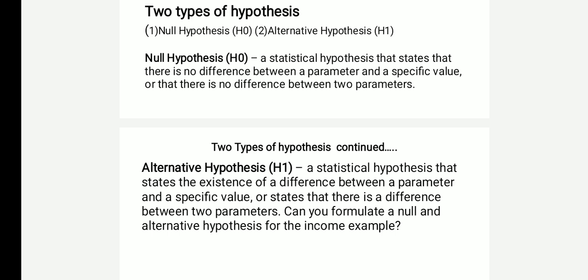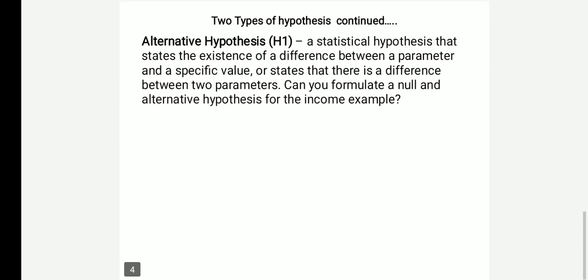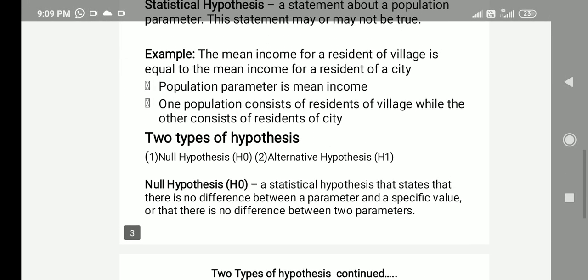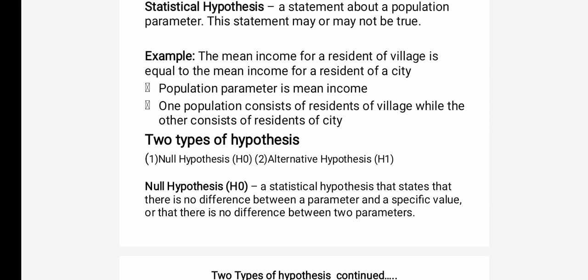The alternative hypothesis states the existence of a difference between the parameter and a specific value. So these are some basic definitions. Some more examples are there.